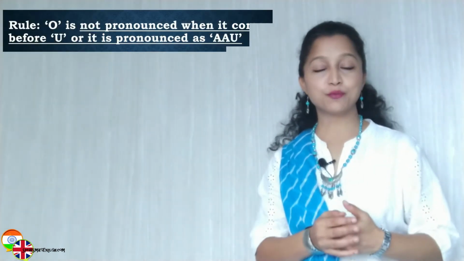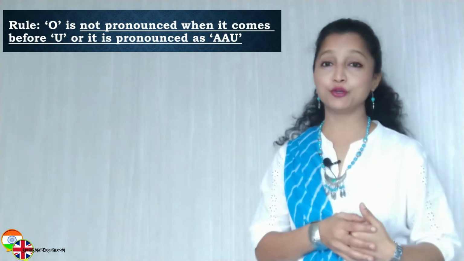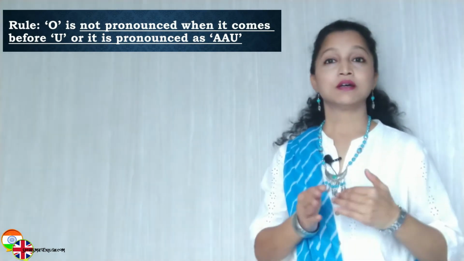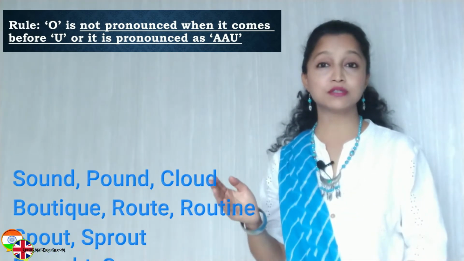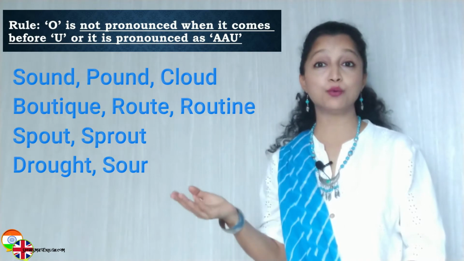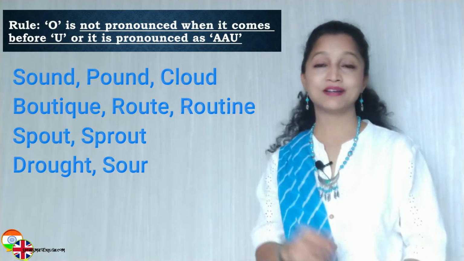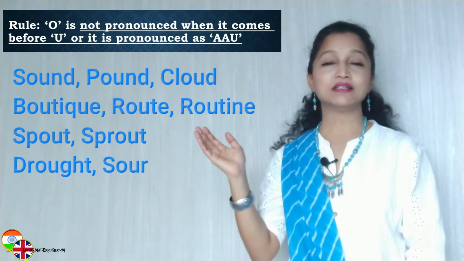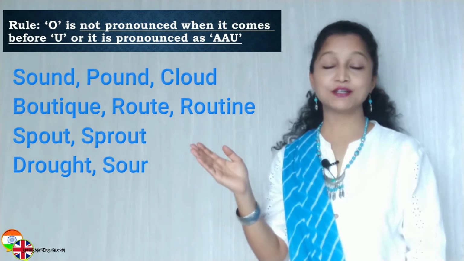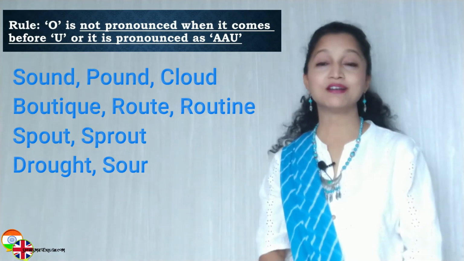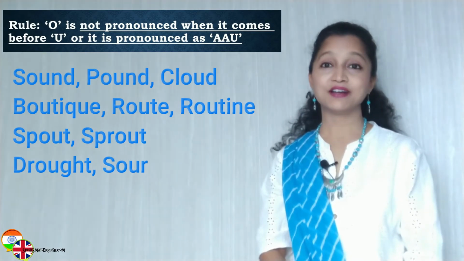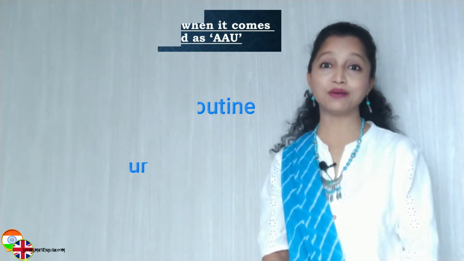The next one is of silent letter O. O is not pronounced when it comes before U, or it is pronounced as A, like in the case of sound, pound, cloud. So it is ow. Okay. But in examples like boutique, root, routine, spout, sprout, drought, sour, we are not pronouncing O at all.